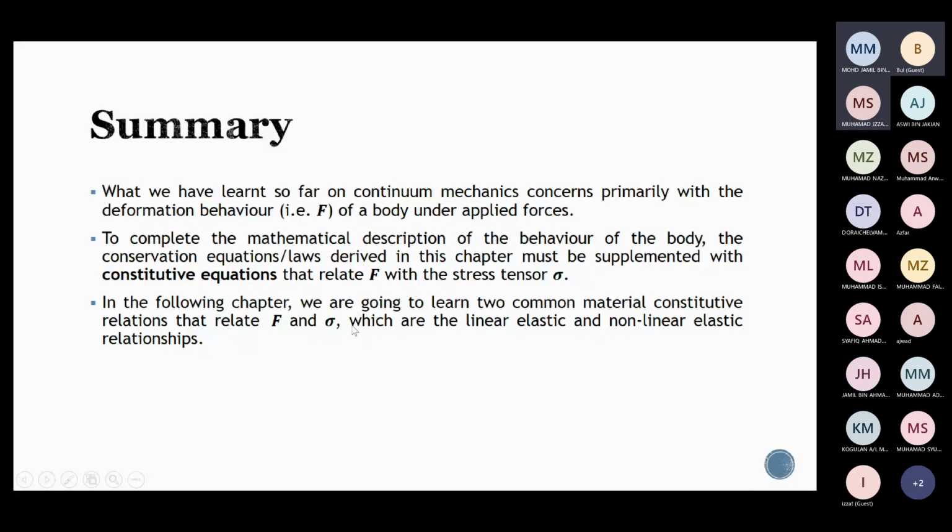So in the next week's lecture, we are going to cover two different kinds of material. We have linear elastic material, where basically the stress changes directly linearly with strain, and we have non-linear elastic, where stress is a function of strain.